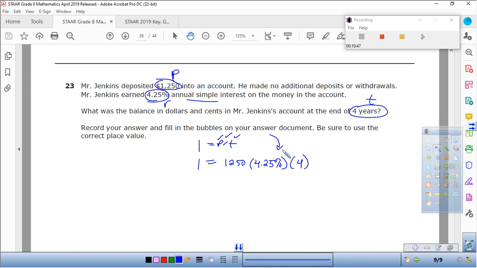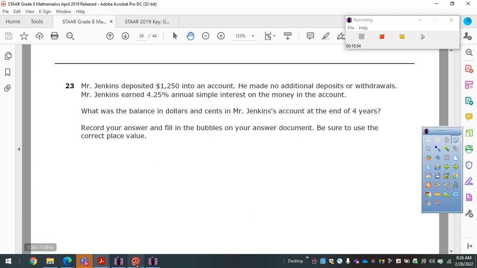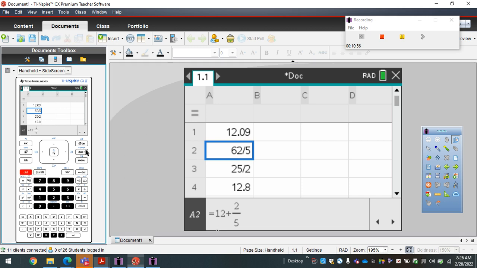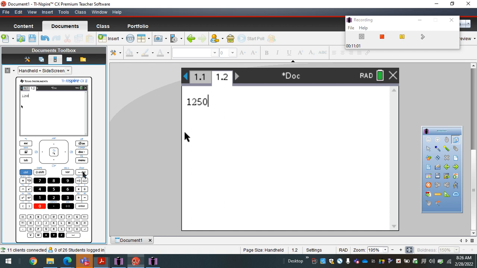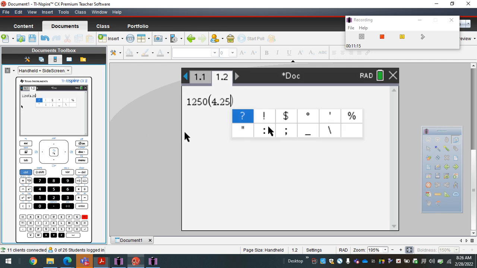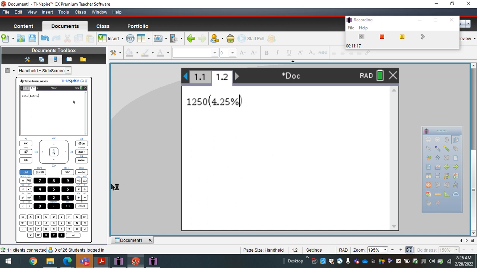Let's practice on the calculator because some people forget where that percent sign is. So I'll turn it on. What is it? 1250, right? And then parentheses, 4.25%. Where's my percent sign? You remember where the percent sign is? Next to the G. Yeah, that makes your life a lot easier. So you come over here by the G and put the percent sign.